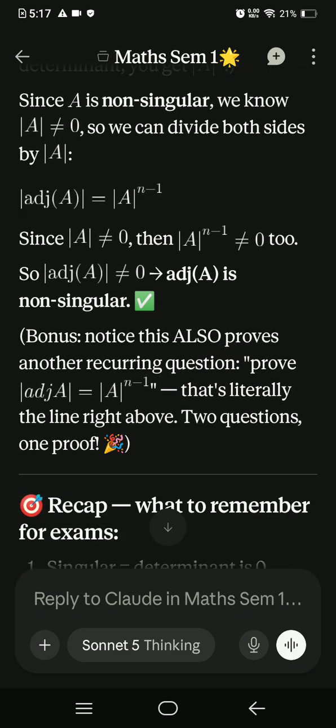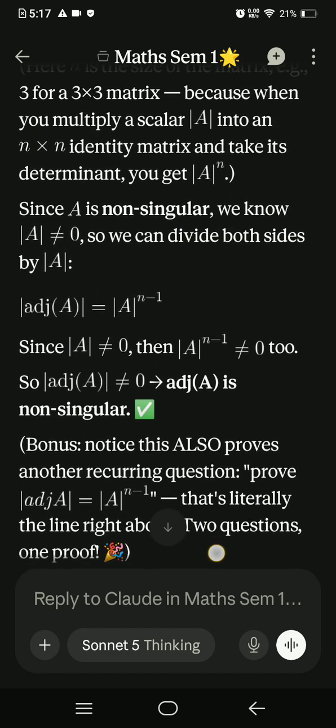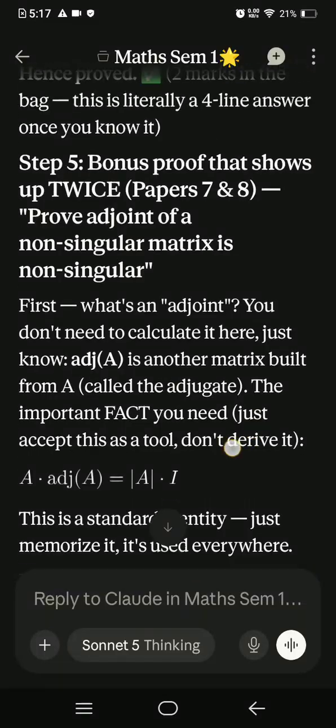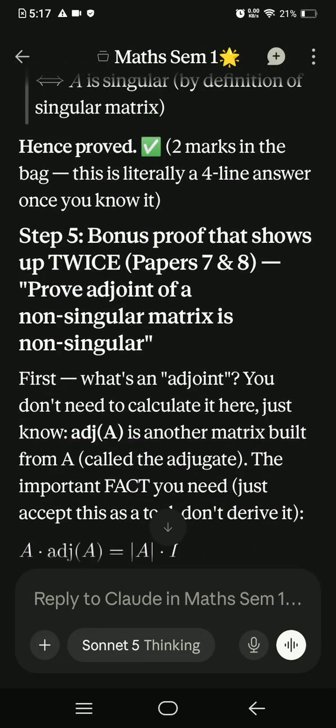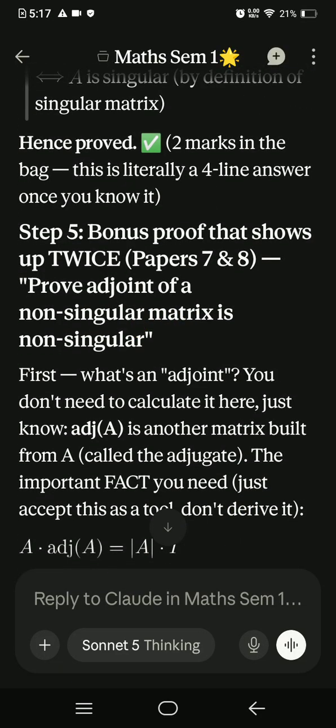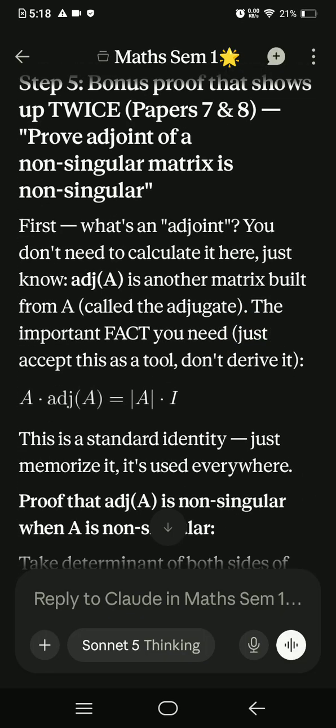Okay, so bonus, notice this also proves another recurring question. Prove that these are equal. So that's literally the line right above. 2 questions, 1 proof. So what did we do here? Let's try this again. We needed to prove the adjoint of a non-singular matrix is non-singular. So we take A, a non-singular matrix, and we use this identity.